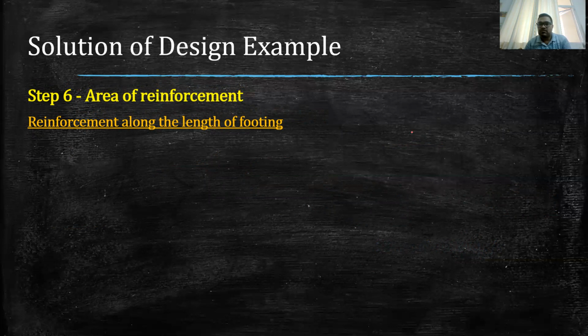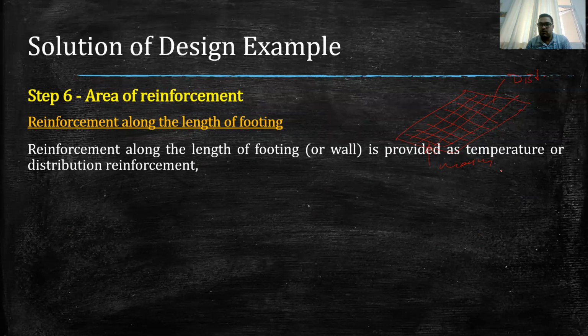Now say this is our footing. Till now we have provided reinforcement along the width of the footing, and this is our main reinforcement. Now we are going to find the reinforcement along the length of the wall. This reinforcement along the length of the wall is actually the distribution reinforcement, provided as temperature or distribution reinforcement.